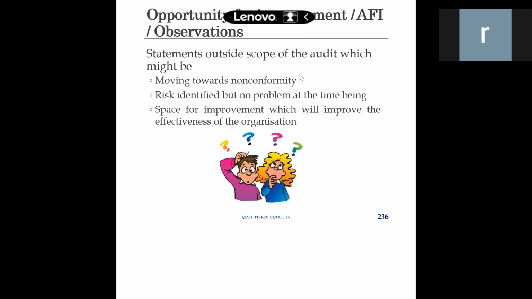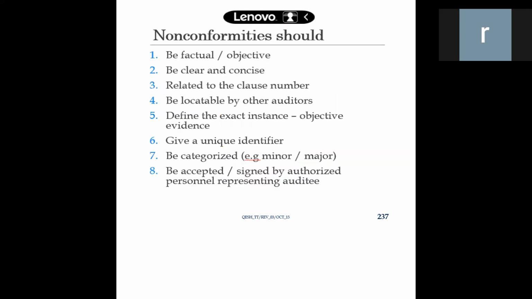Okay, so a statement outside the scope of the audit might be moving towards a non-conformity. A risk is identified, but no problem at the time being. It is a space for improvement, which will improve the effectiveness of the organization. Let's call this an opportunity for improvement.